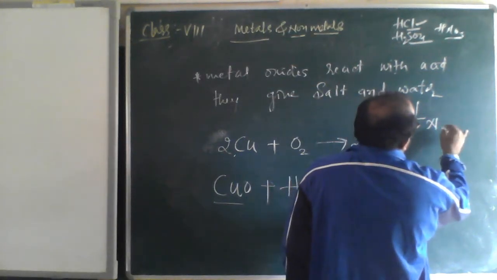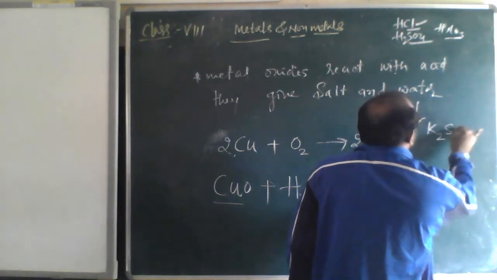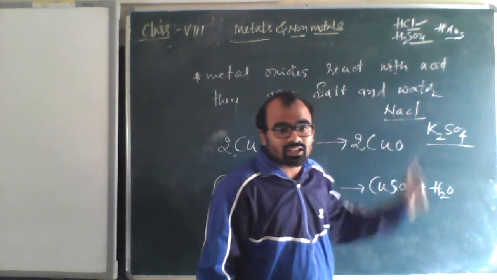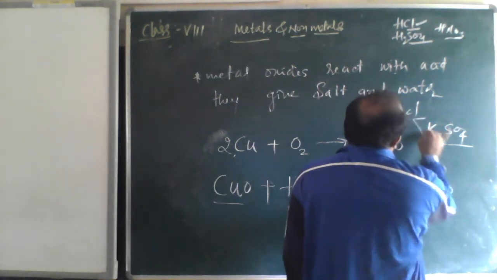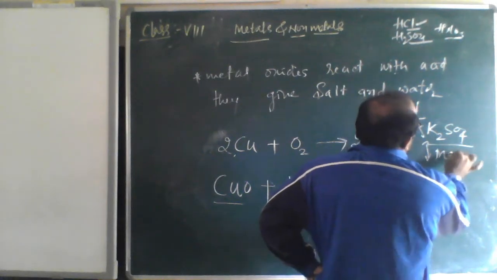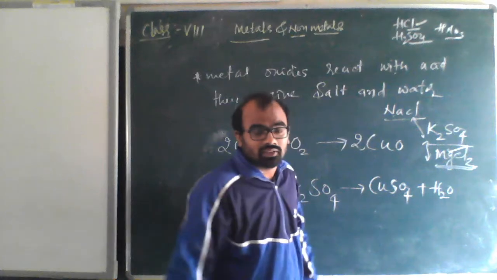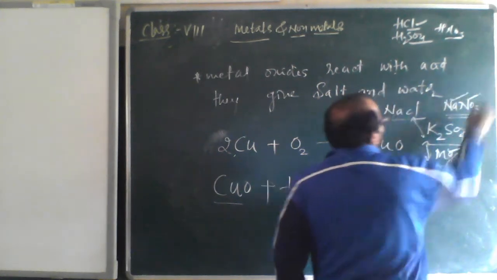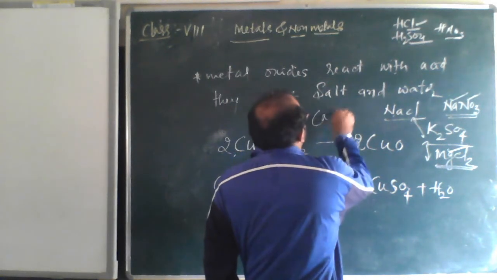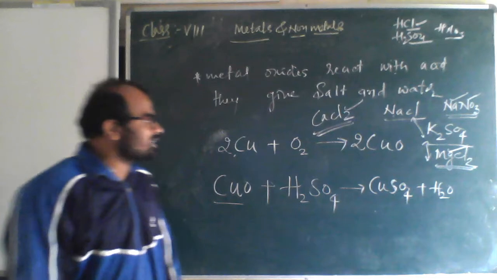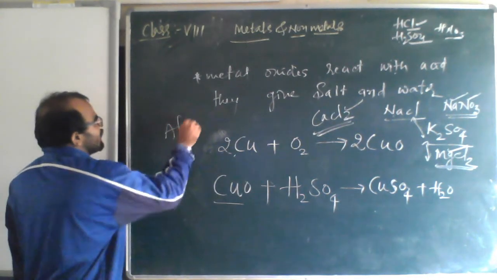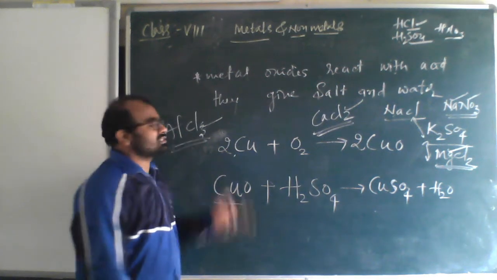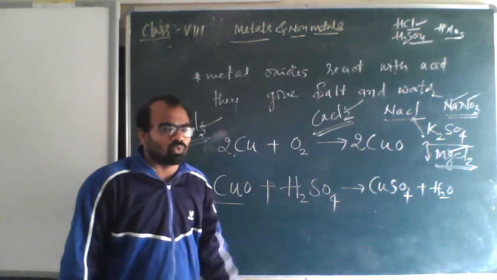If you take potassium sulfate, K2SO4, K potassium is a metal and SO4 is sulfate, so it is a salt. Another example, MgCl2, magnesium chloride. NaNO3, sodium nitrate. CaCl2, calcium chloride. Another one we have seen is AlCl3, aluminium chloride. Why does AlCl3 come? Why does Ca get Cl2? Why does Na get Cl?